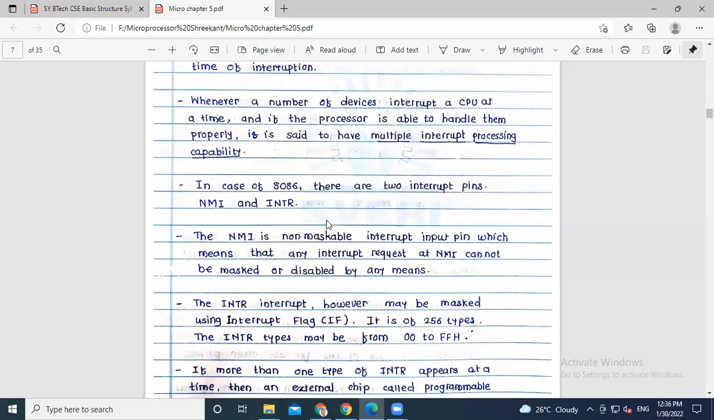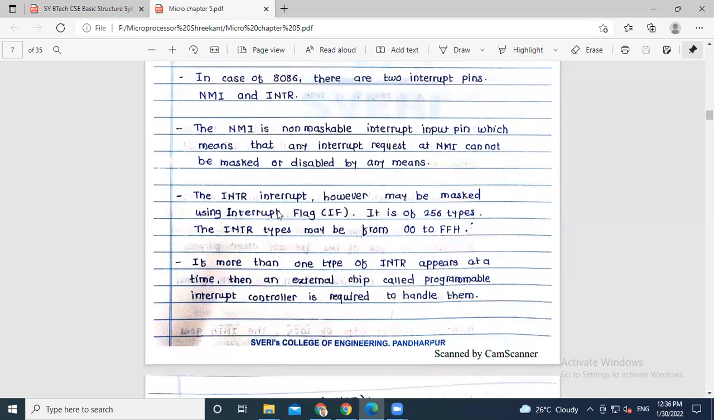In the case of 8086, there are two interrupt pins: NMI and INTR. NMI is the non-maskable interrupt, and INTR is the maskable interrupt. For the non-maskable interrupt, the interrupt request at the NMI pin cannot be masked or disabled by any means. The INTR pin, however, may be masked. There are 256 types of interrupts, ranging from 0 to FF, that is 2 to the power 8, which means 256 types of interrupts.